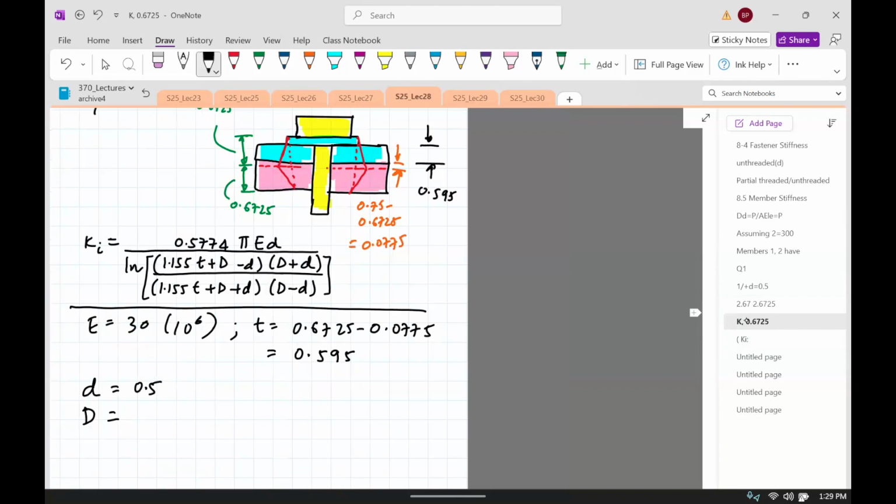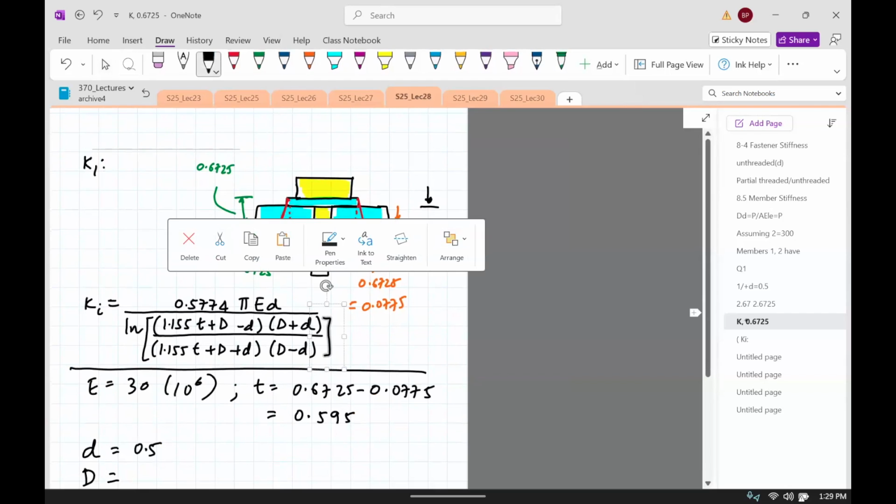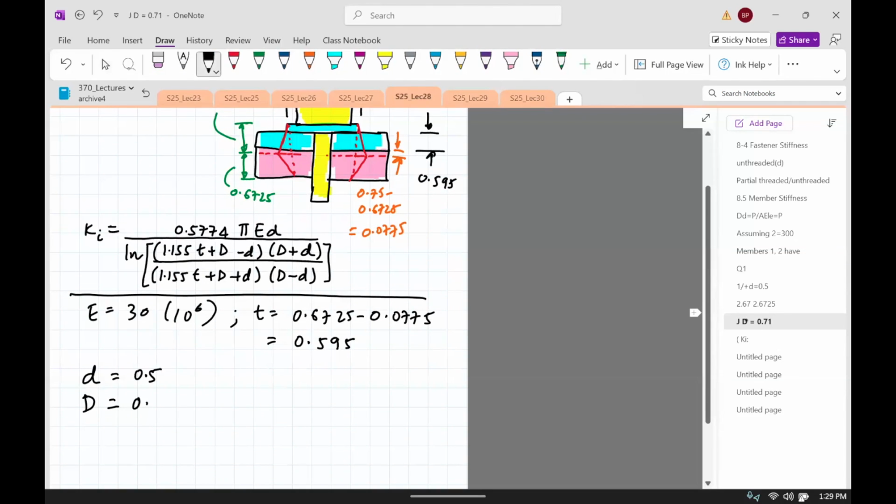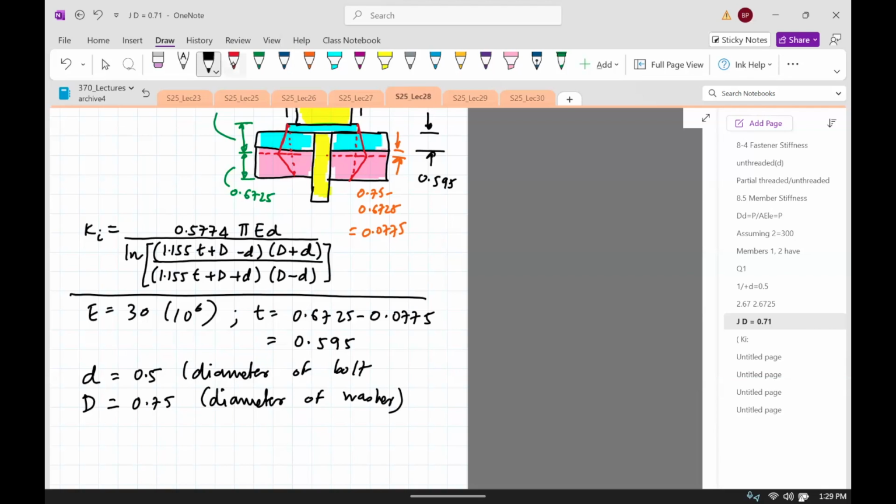If you go back to the figure, this part is D, 0.75. That's the diameter of the washer. This is the diameter of the bolt. And this value is for steel. Okay, so everything in there is known.